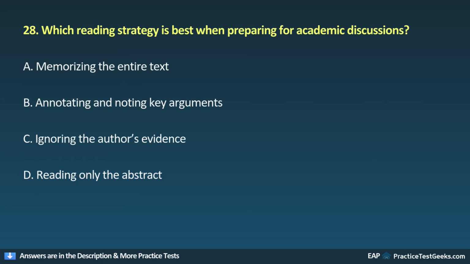28. Which reading strategy is best when preparing for academic discussions? A. Memorizing the entire text. B. Annotating and noting key arguments. C. Ignoring the author's evidence. D. Reading only the abstract.